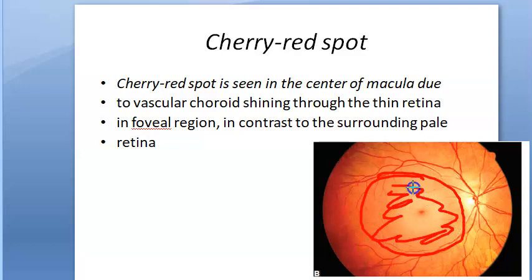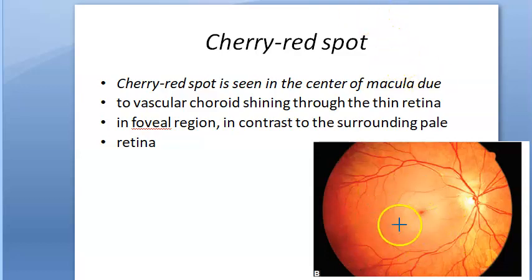You can see there is not much redness here, it is very pale. So a red dot amidst this paleness in the macular area, in the center of the macula, you have the red spot. Okay, this is the fovea. In the foveal region you have the cherry red spot.